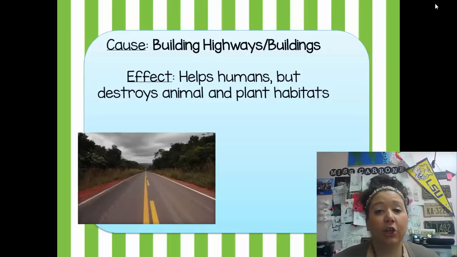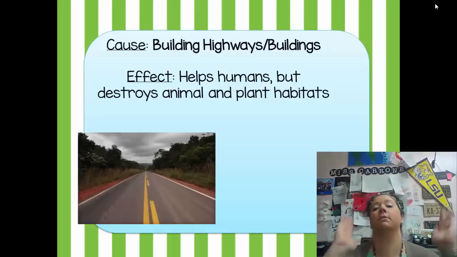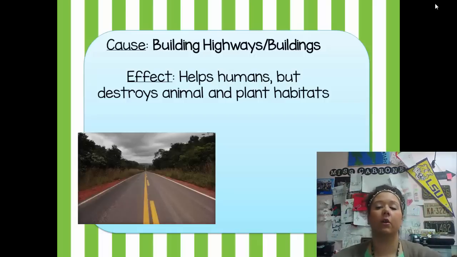The next cause that humans are responsible for is building highways and buildings, which the effect is that it helps humans, it helps us to get around, but it destroys animal and plant habitats. Think about it, if we go into a forest and we cut out the middle of that forest and put a road through it, we just cut through part of the animal's home. And so they might try to cross the street and get hit by a car. We might cut off their food supply, so they're going to have to figure out a new way to survive and thrive in their ecosystem.